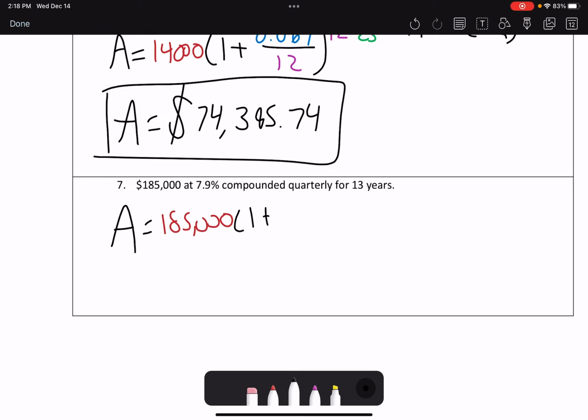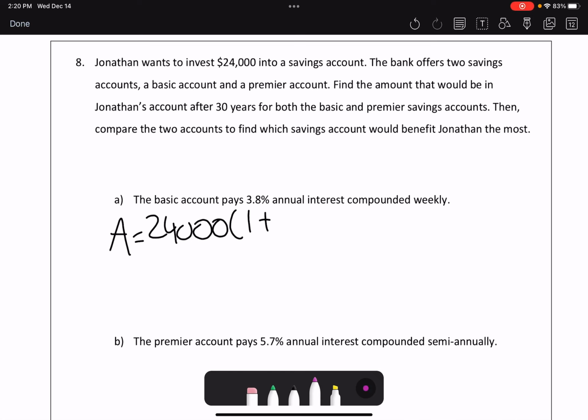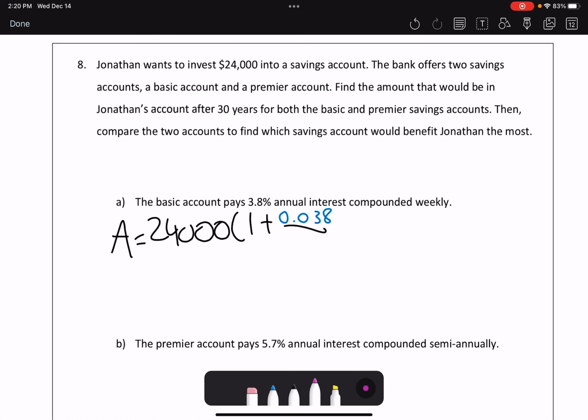So I know for both of these, my initial value is $24,000. And in this case, the rate for this one is what's changing. So my rate is 0.038, and also my interval that is compounding is changing. So this says weekly, so it's going to be 52. And I'm going to raise that to the 52nd power times. I'm looking at how much is going to be in the account for both of these over 30 years.